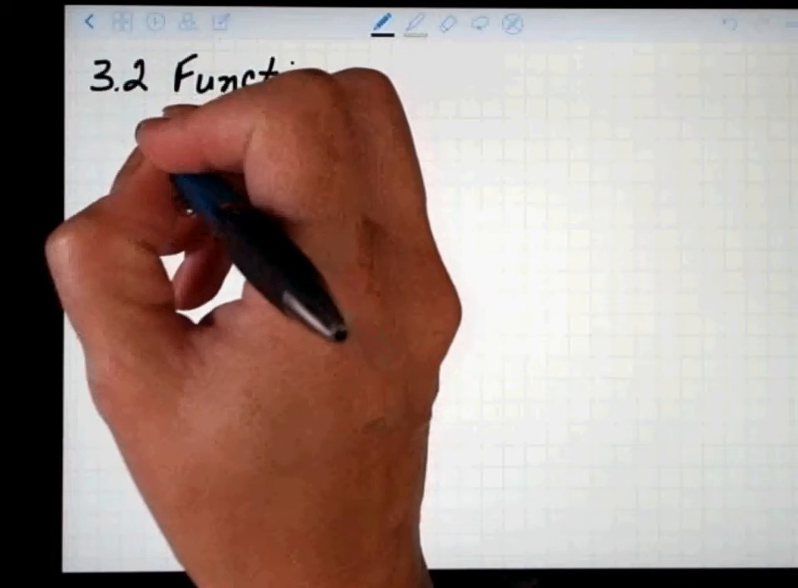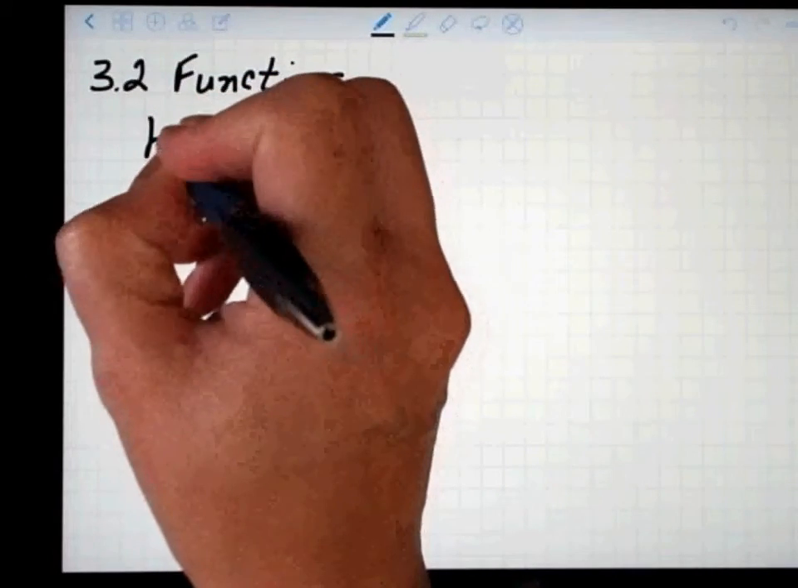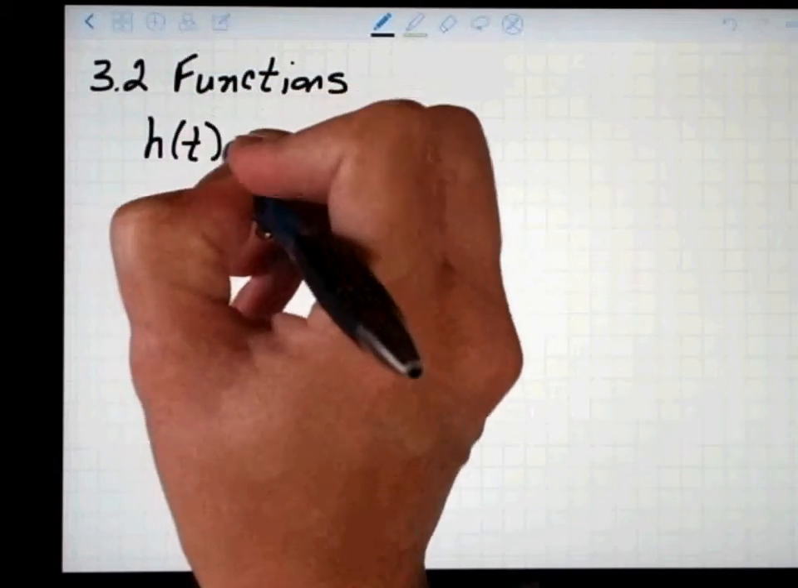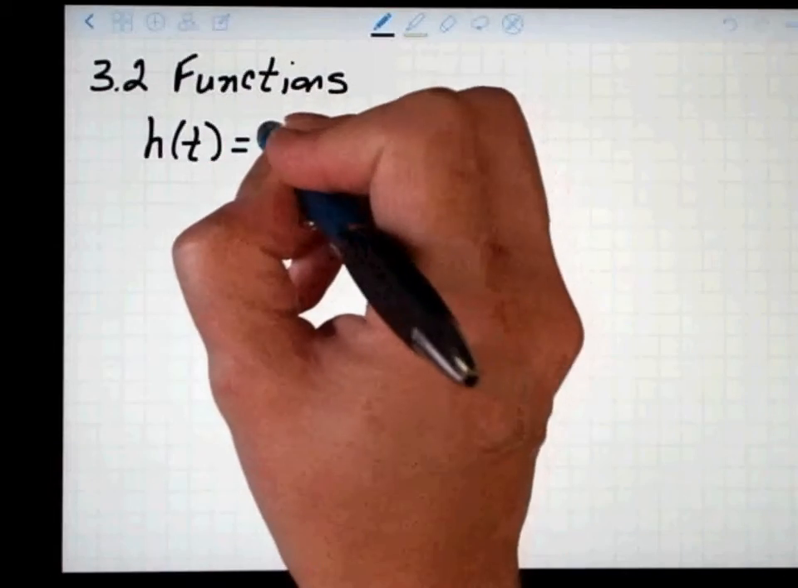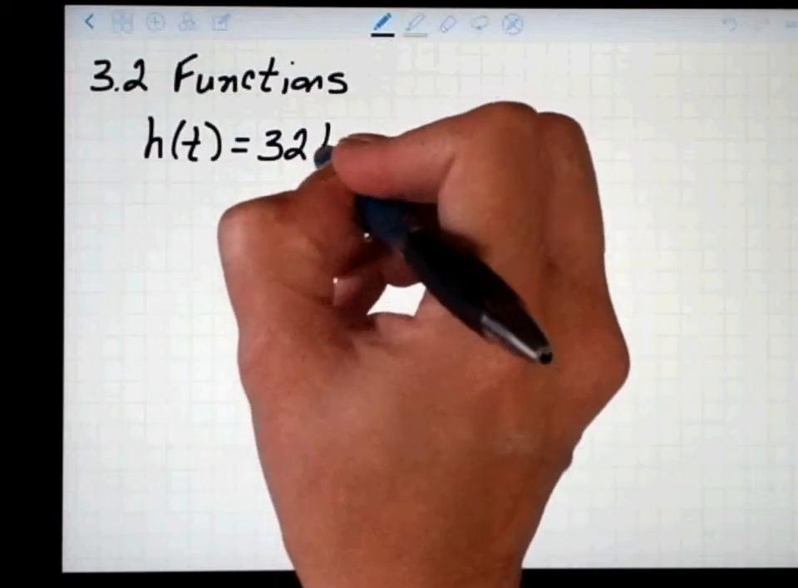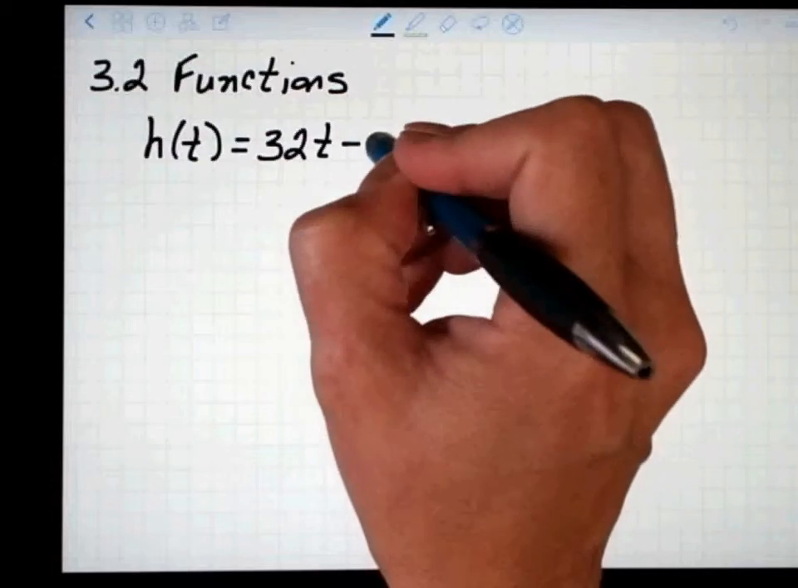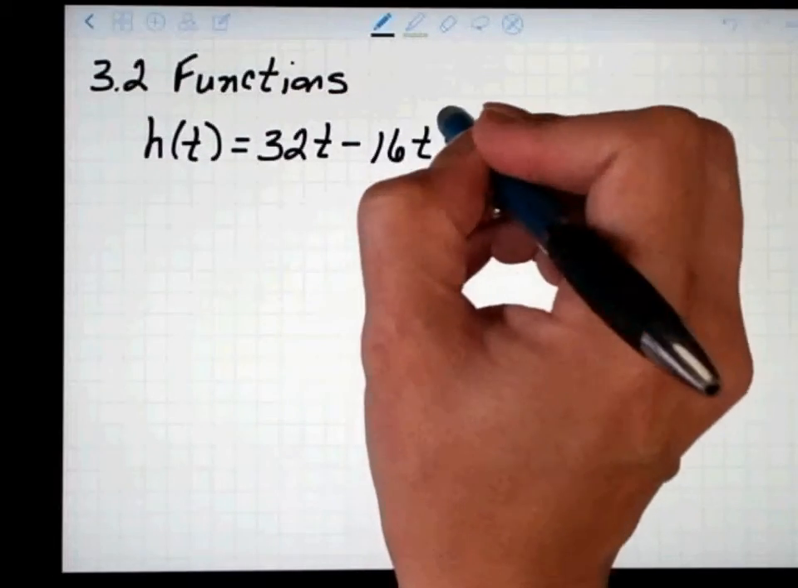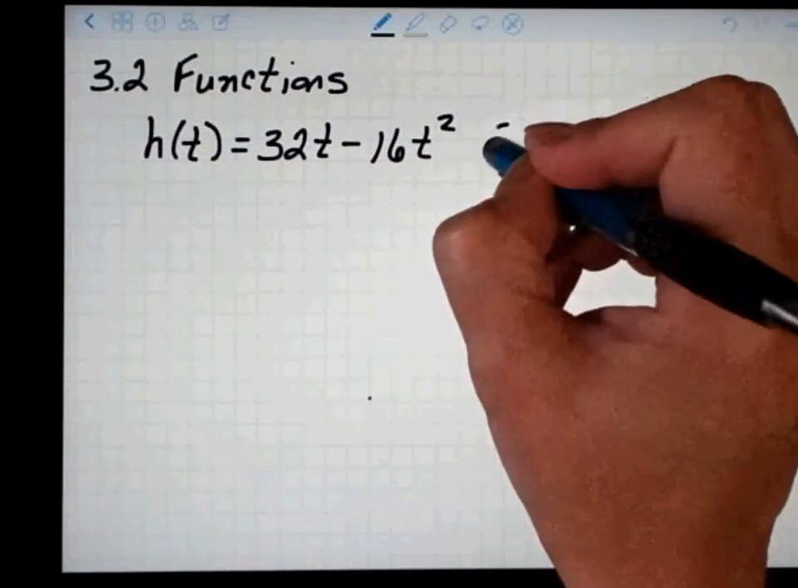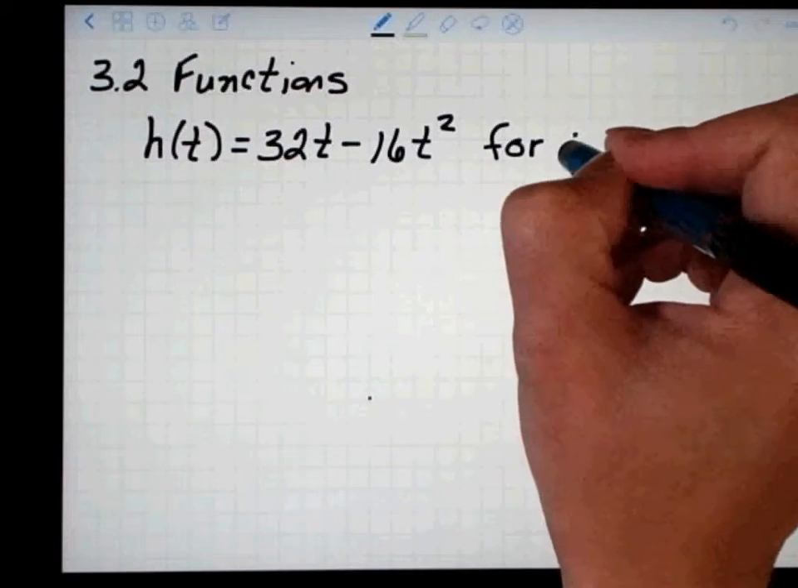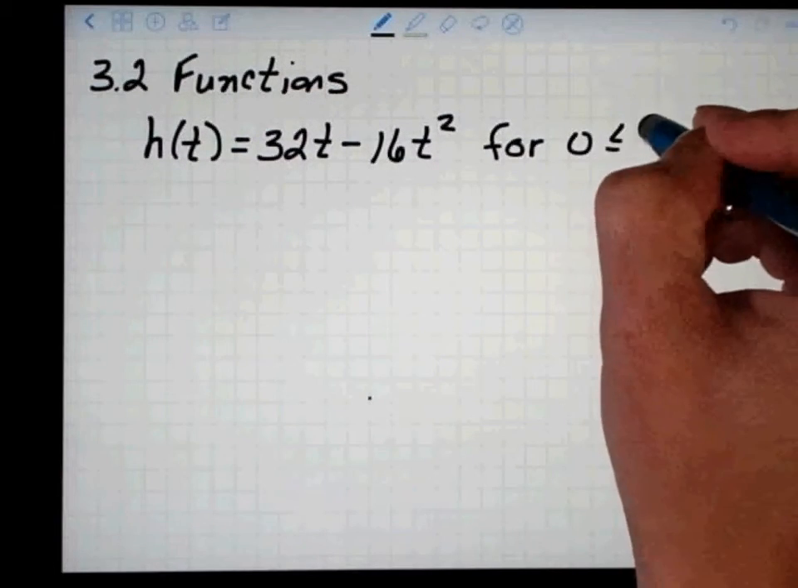What this tells us, and we're going to talk through what all this means. So this says h of t equals 32t minus 16t squared. And then it goes on to say that there are some limits on t.